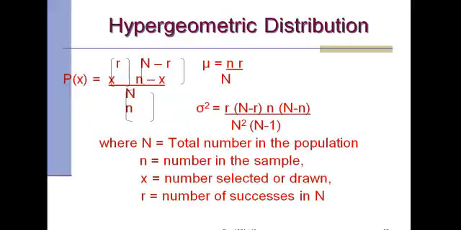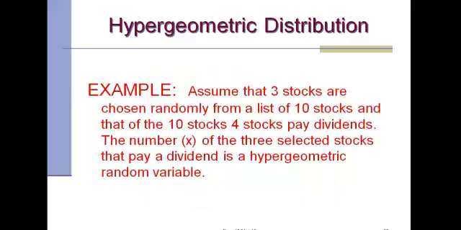Wow, look at that formula. That's the formula for the hypergeometric distribution for probability, for the mean, and for the variance. Let me skip past that formula because you don't need to worry about it. And let me give an example here that we're going to actually throw into Excel.